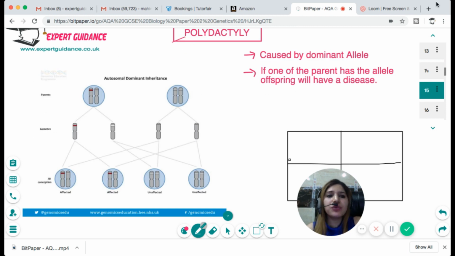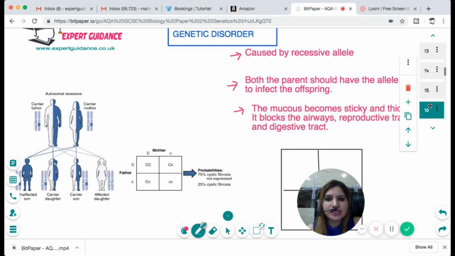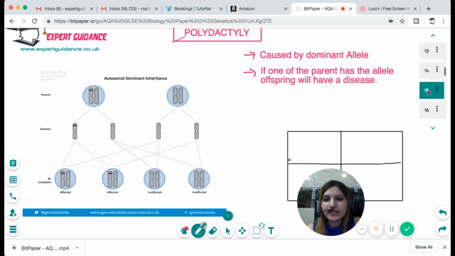There are two disorders which are there in your syllabus. One is polydactyly, another is cystic fibrosis. Now, polydactyly is caused by a dominant allele. Now, what is the meaning of a dominant allele? Dominant allele means that even if one of the parents has the allele, the offspring has a chance of having it. So you can see in this, one of the parents was having the allele, so there was a 50% chance that the offspring was affected.